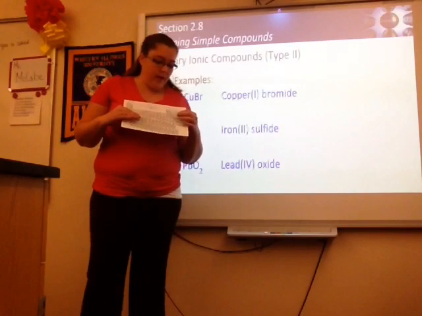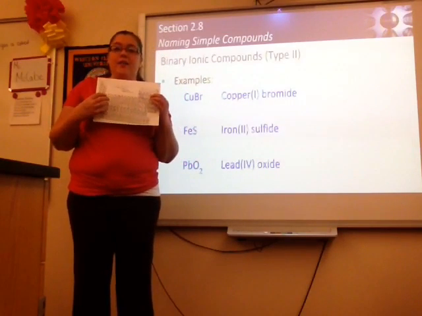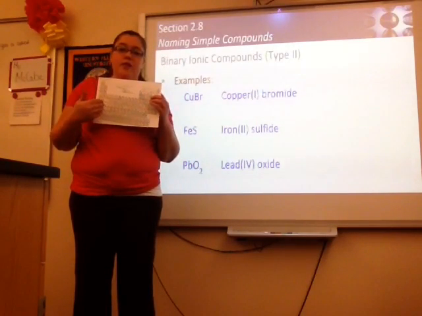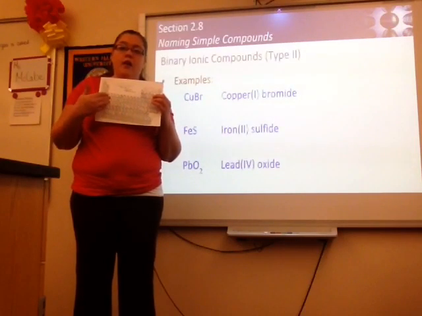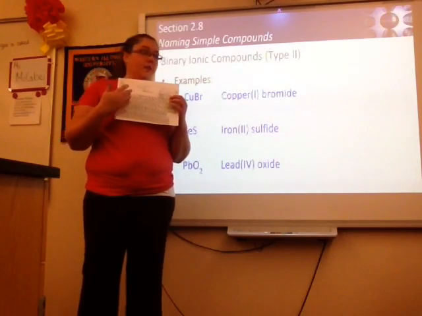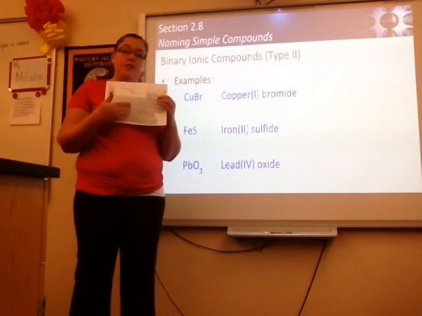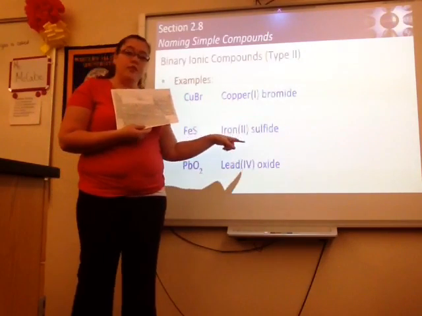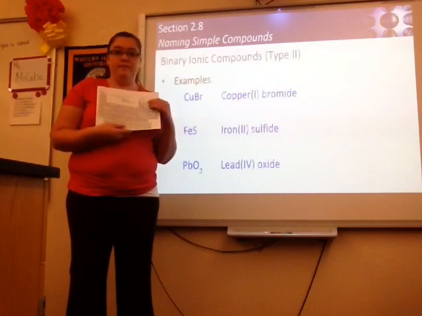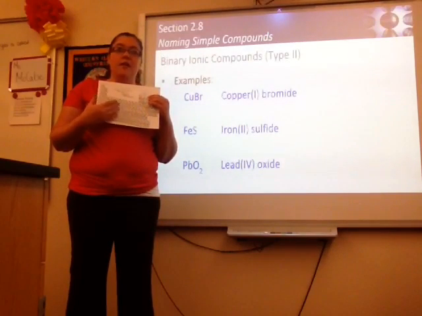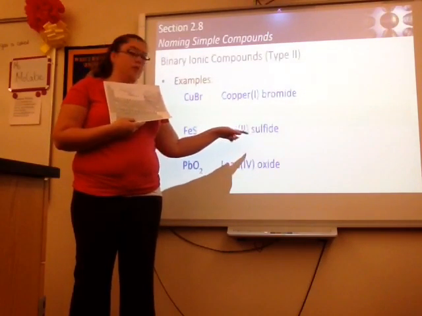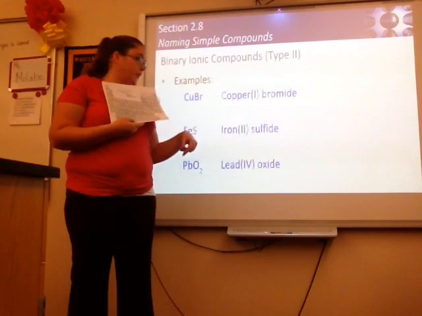So notice sulfur has a -2 charge, so my iron needs to be a +2 charge to cancel out that sulfur. Since I need a +2 charge, I have iron 2 sulfide, meaning I'm going to need 2 irons to balance out that sulfur.